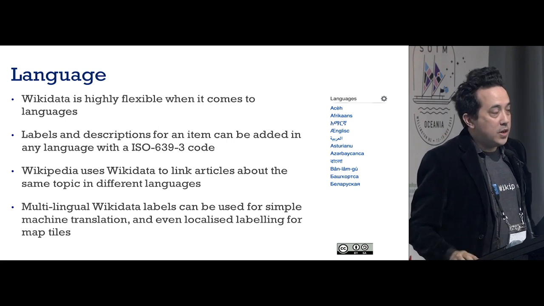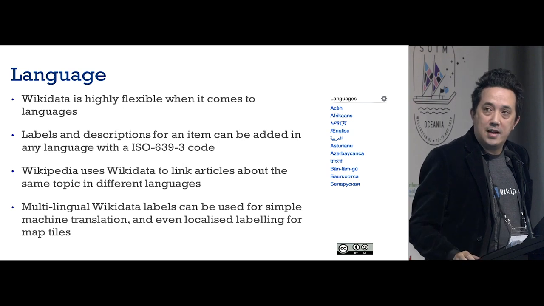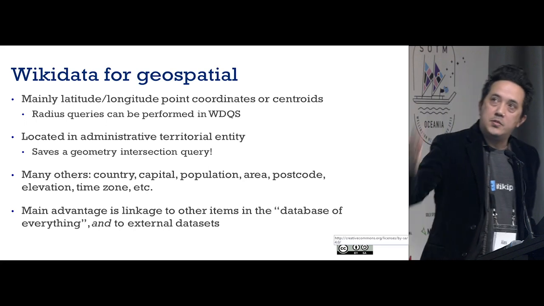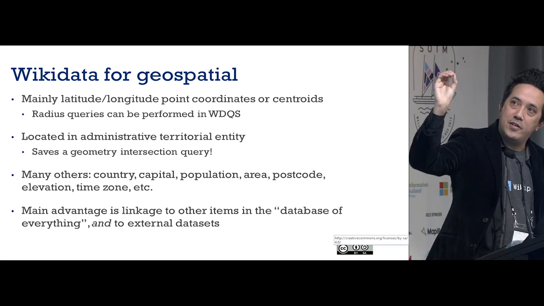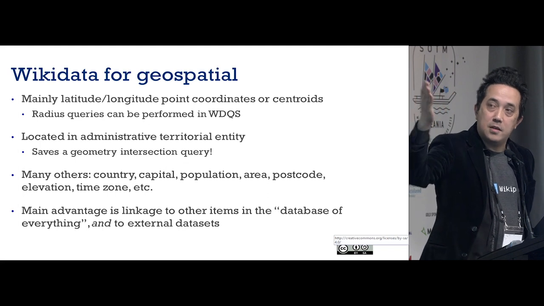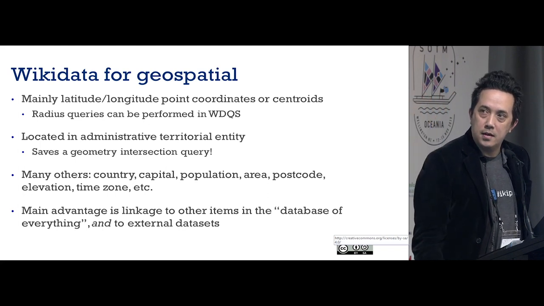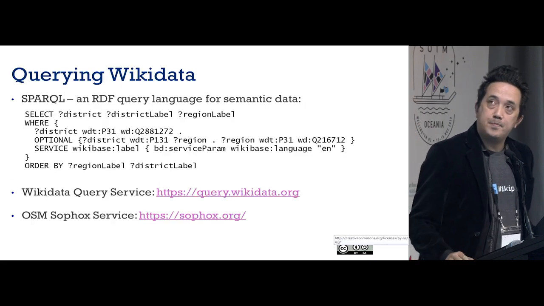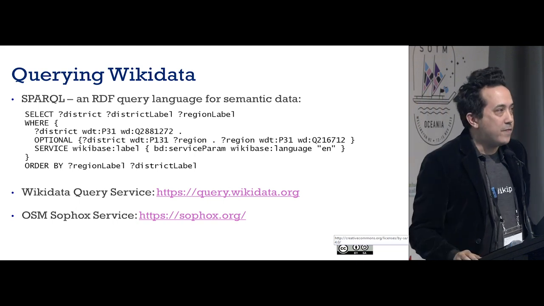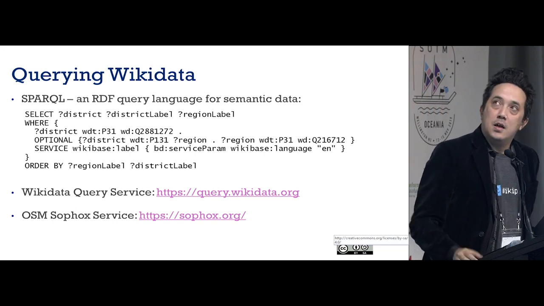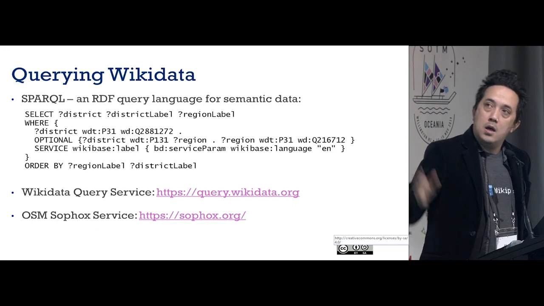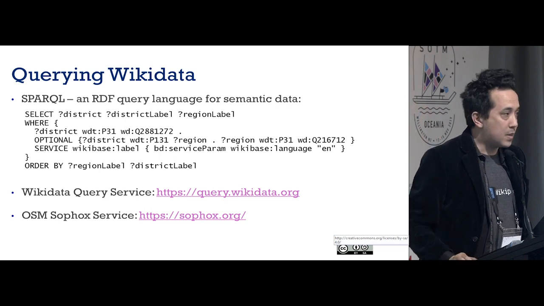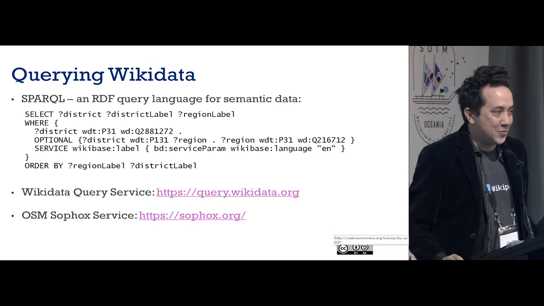Multilingual Wikidata labels can be used for many other things, such as simple machine translation and even localized labeling for map tiles. Geospatially, we've got latitude, longitude points, administrative territories, and many others, including capitals. But the main advantage is linking to everything in these external data sets. Querying Wikidata, it's the delightfully named query language SPARQL, which is an RDF query language for semantic data. There's the Wikidata query service, where you can put in these SPARQL queries or use the visual query builder. And there's also one for OpenStreetMap.